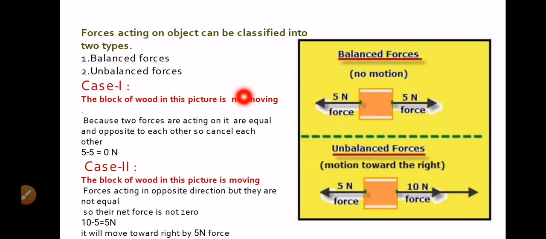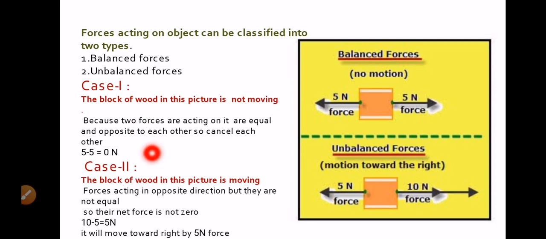So we have two cases here. Look at this. A wooden block is shown, with forces on the right side and left side. Two forces are acting and both are equal in magnitude, 5 Newton and 5 Newton. As a result, there is no motion. So the block of wood in this picture is not moving because the two forces acting on it are equal and opposite to each other. So they cancel the effect of each other. Both are opposite in direction, so we will substitute minus here. 5 minus 5 comes out 0. So it means the block of wood will be at rest, or there will be no motion.